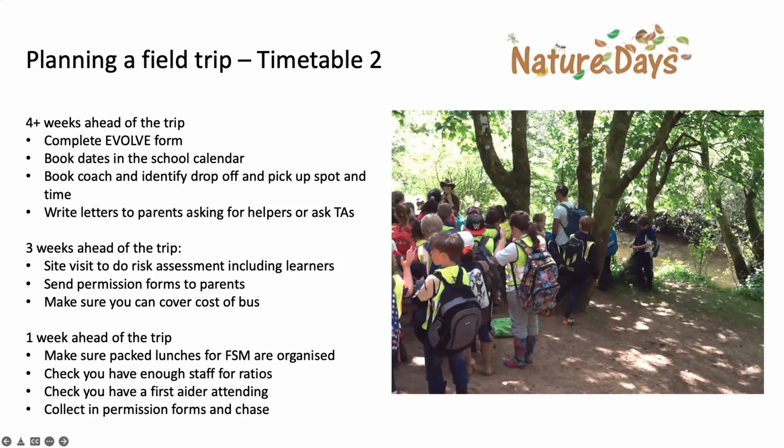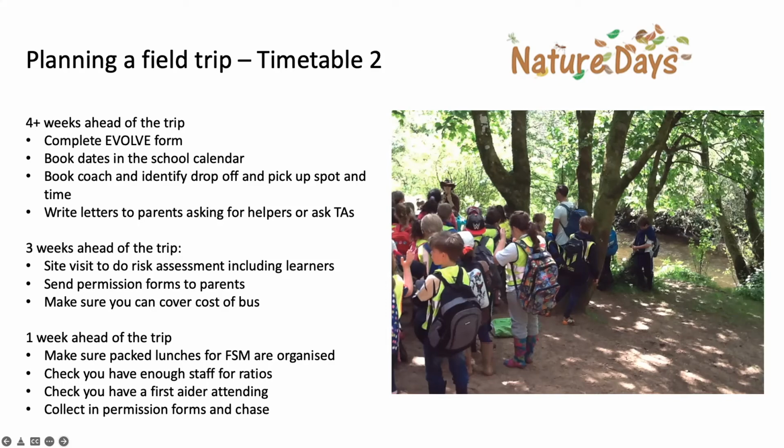Double check you've got enough staff for the ratios. So based on your risk assessment, including your learners, any special needs that you've got, any mobility issues, any behavioural issues, allocate certain one-to-ones, then work out if you've still got enough ratios to undertake the activities you want to do in the location that you want to. If you haven't, then obviously you need to scramble and find some more staff.